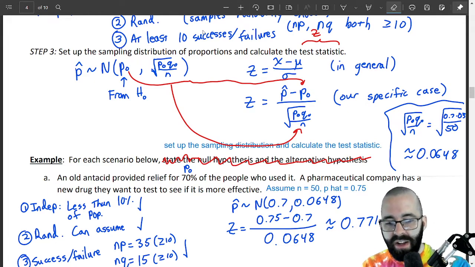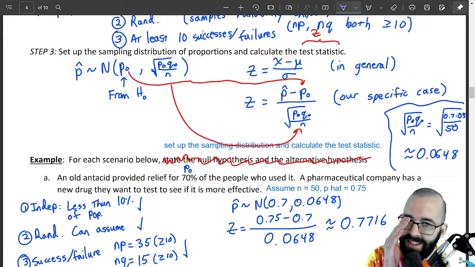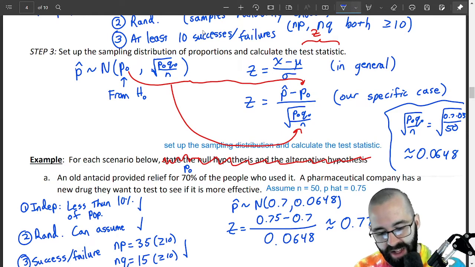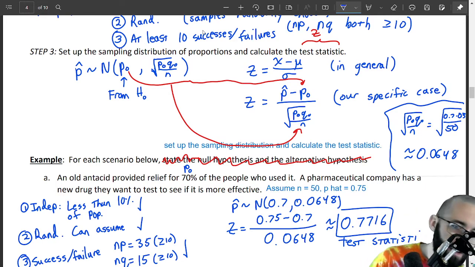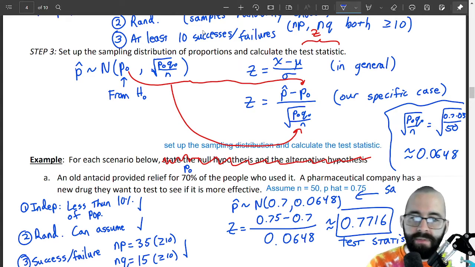We're not going to do much more with that in this video, but in a future video, we'll talk about p-values and whether this is enough evidence to show that this new drug is better or not. It's not enough evidence. All right. But that's our test statistic. So right here is our test statistic. And here is our sampling distribution.